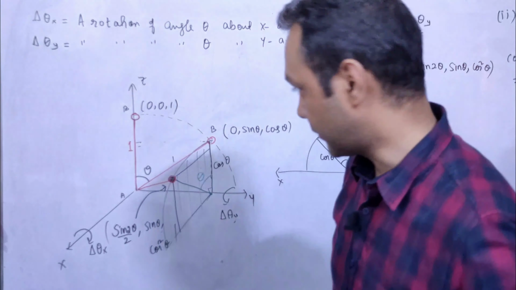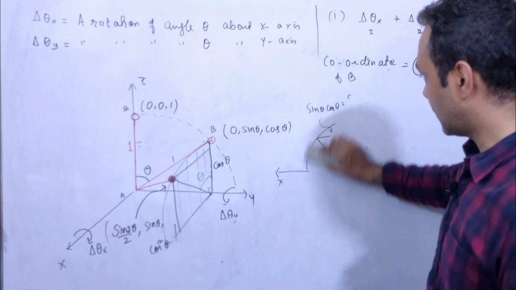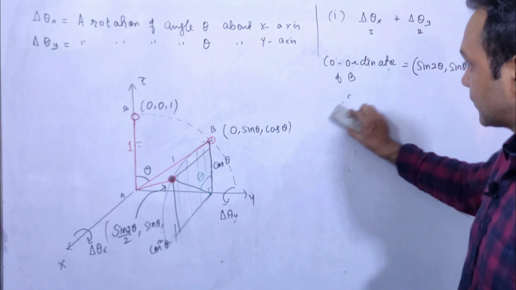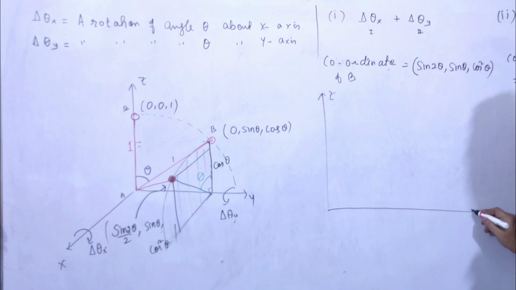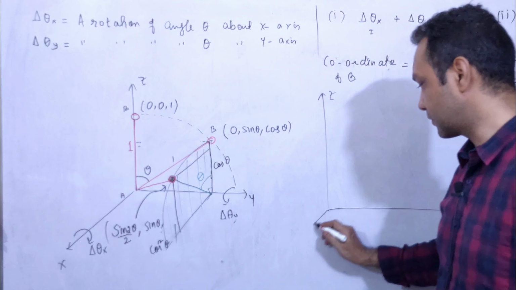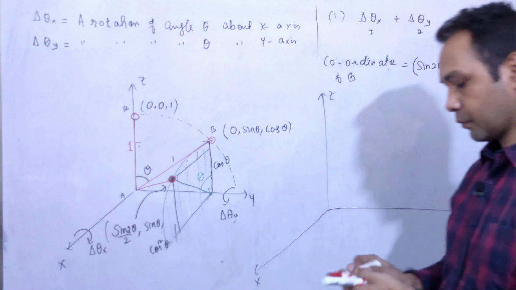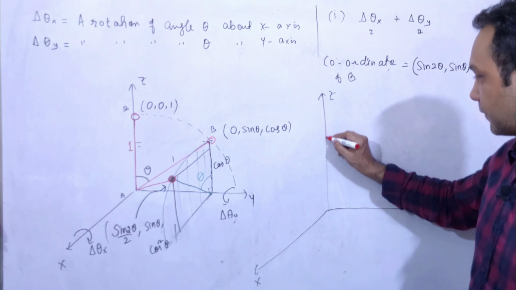So now I am removing this, and I will do the same thing, but now with the reverse order. So again, let's start. This is z-axis, this is y-axis, and this is the x-axis. So this is our body.